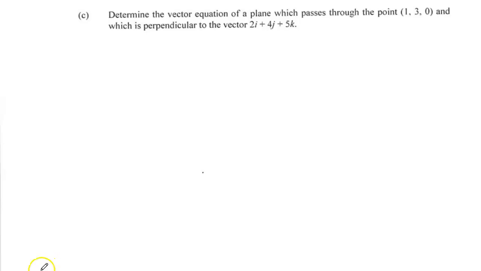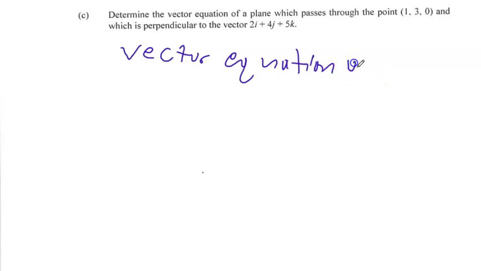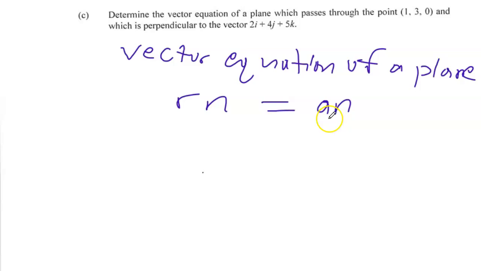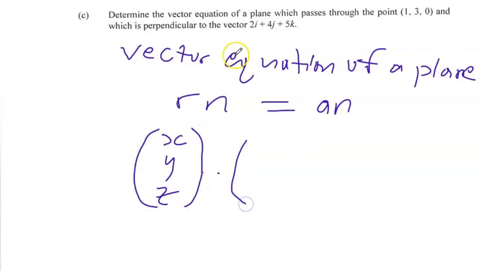Determine the vector equation of a plane which passes through the point (1, 3, 0) and which is perpendicular to the vector (2, 4, 5). So the vector equation of a plane, the standard formula we use, is r·n equals a·n, where r is (x, y, z), and the product is the dot product. n is a normal vector, the vector which is perpendicular, which is (2, 4, 5). Normal or perpendicular vector. a is a point which is (1, 3, 0).